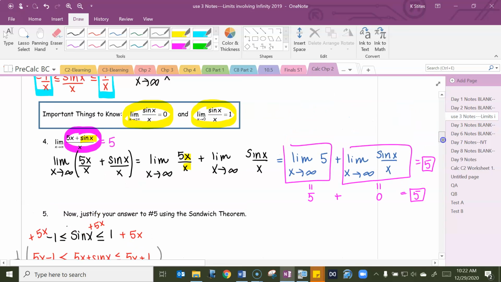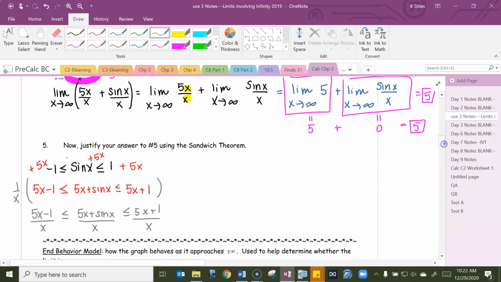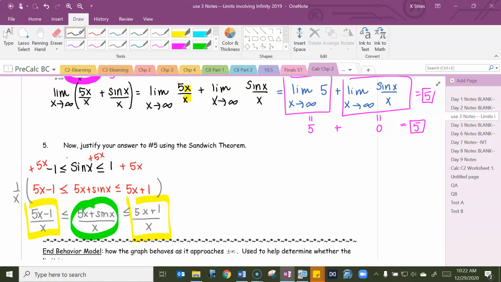Which I believe it is. Yep, 5x plus sine x over x. So this is the guy we want. And so now we're going to find the limit of each of the end functions. And if those are the same, then we can identify the limit of 5x plus sine of x over x. Okay, so limit as x approaches infinity of this.